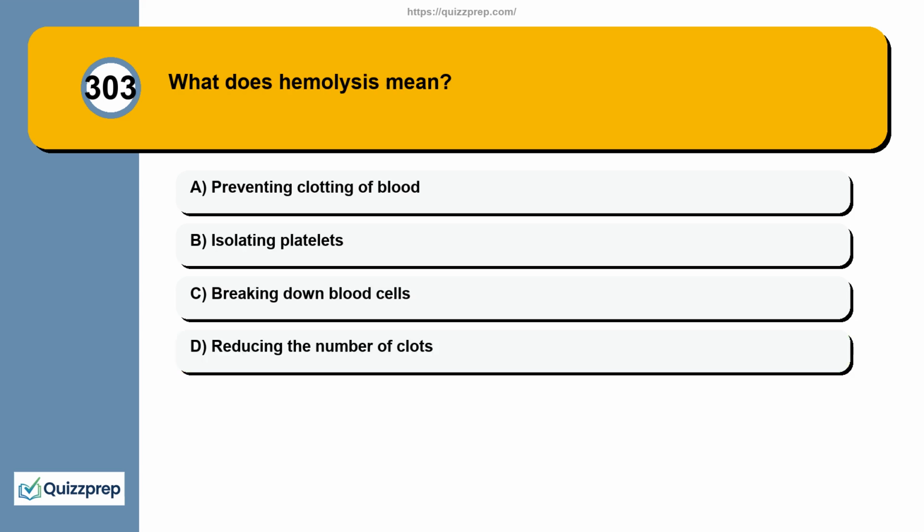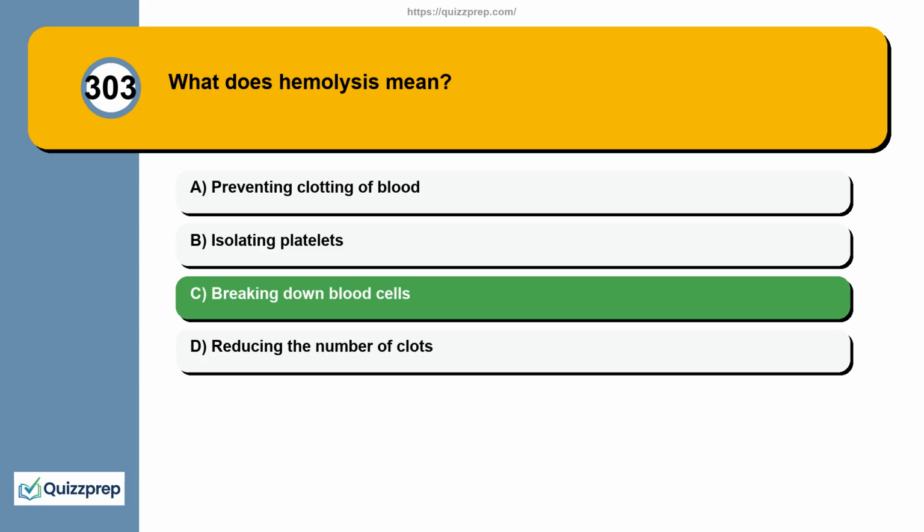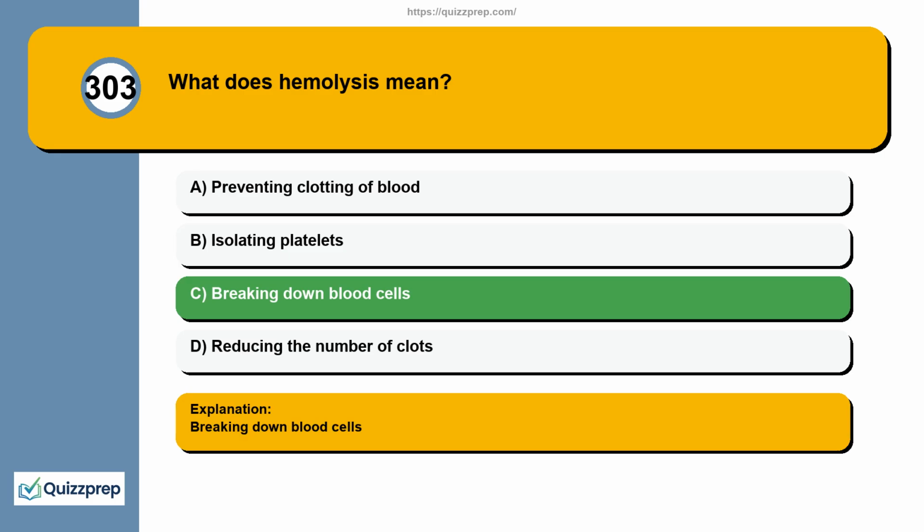Question 303. What does hemolysis mean? Option A. Preventing clotting of blood. Option B. Isolating platelets. Option C. Breaking down blood cells. Option D. Reducing the number of clots. The correct answer is option C. Breaking down blood cells.